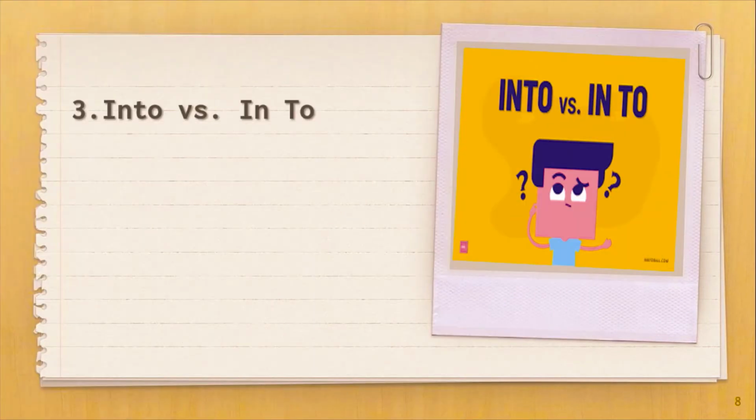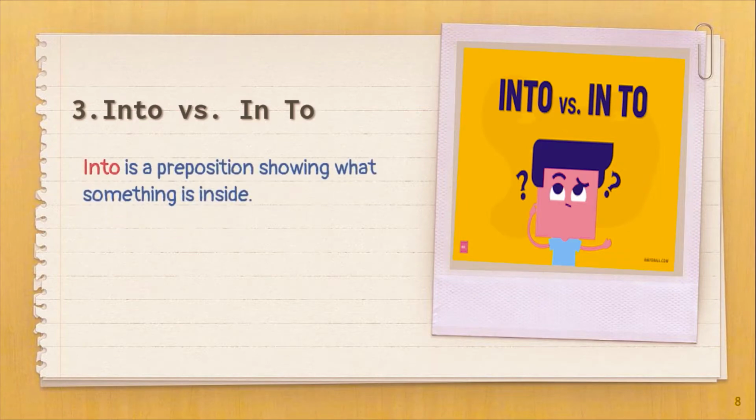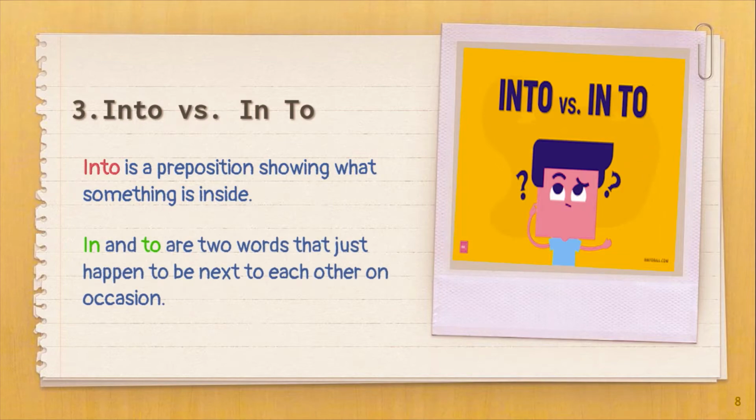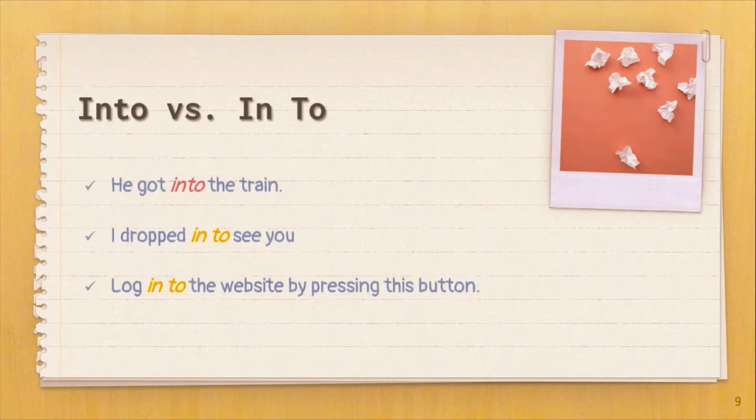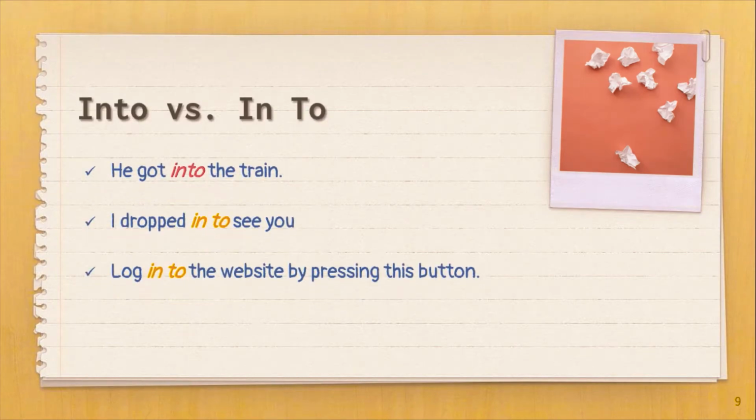Okay. The third grammatical error is into versus in to. Into is a preposition showing that something is moving inside. In and to are two words that just happen to be next to each other on occasion. Let's see, for example, he got into the train. So as you have understood, the person got himself into the train. So he used into. I dropped in to see you. Log in to the website by pressing this button.